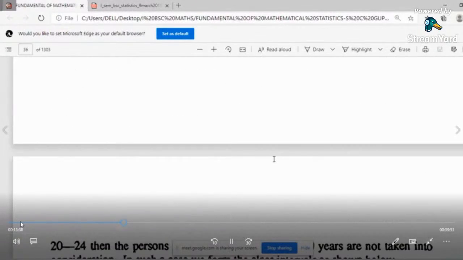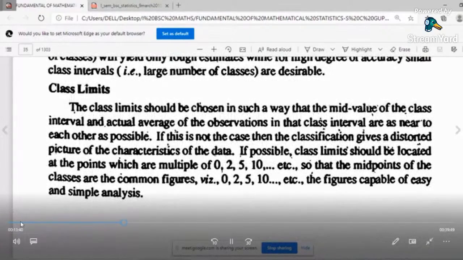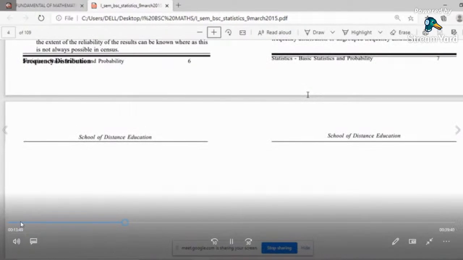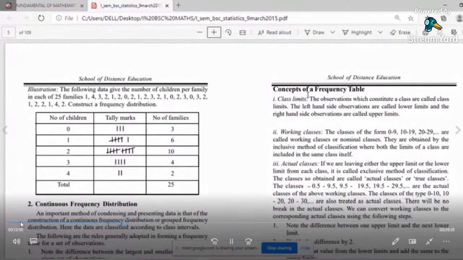I'll show you some examples from another book. I will give you these books and you can write clearly from that book, no problem. No need to write all these things again. So let us look at this example.